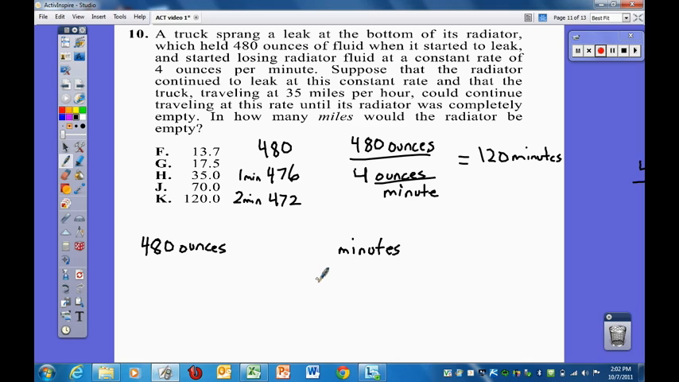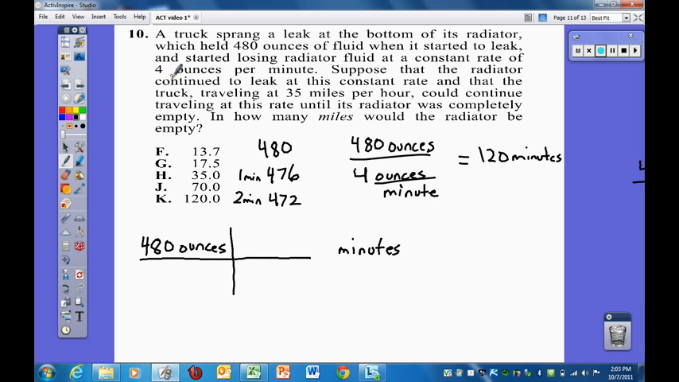Now the only way I'm going to be able to get minutes is if I have a conversion factor that will help me convert the ounces into minutes. Now that doesn't sound like anything that you would ever know in your daily life. How can you take ounces, which is a measurement of liquid, and convert it to minutes? Doesn't make any sense. Okay?